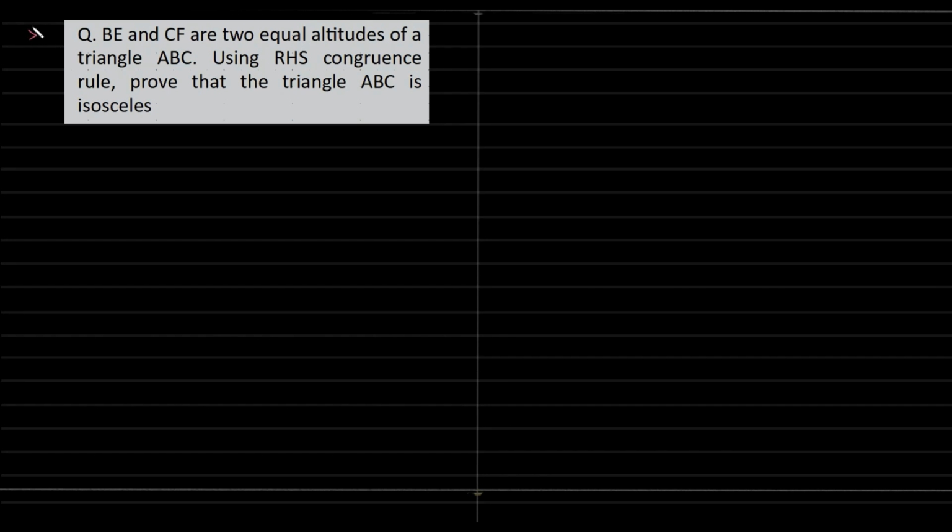BE and CF are two equal altitudes of a triangle ABC. Using RHS congruency rule, prove that the triangle ABC is an isosceles triangle. So I would like you guys to draw the diagram on your own, write what is given and what is to be proved. So till there you guys have to pause and think over.